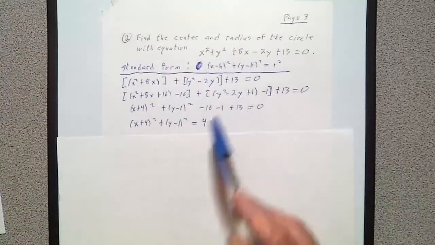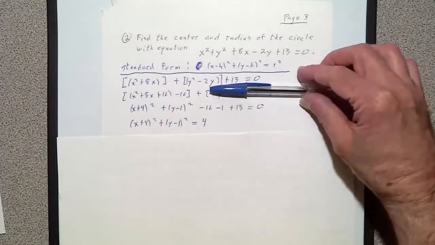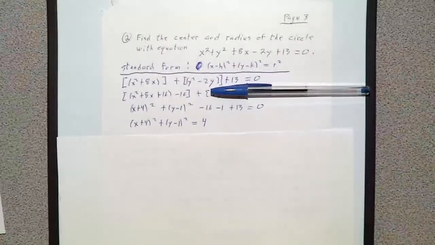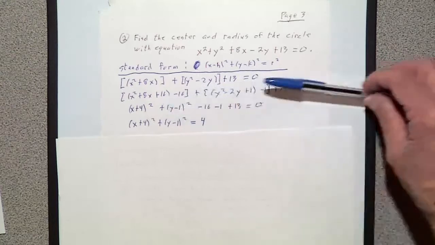Now, I did both parts at the same time. You can do them separately. So let's just take the x part. You add a number, subtract a number. What you add is 8 over 2 squared. 8 over 2 is 4, squared is 16. Then this becomes a perfect square, x plus 4 squared.